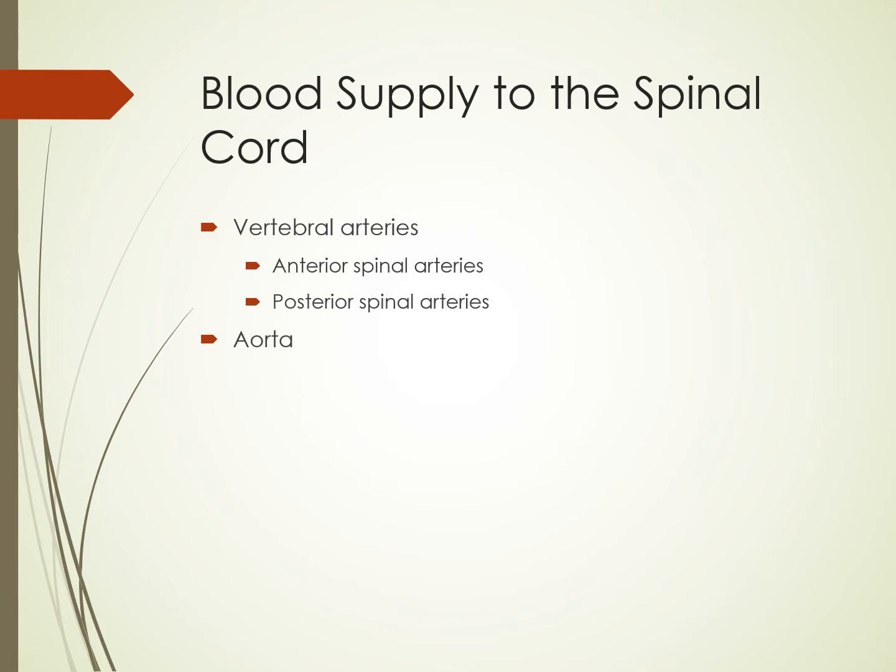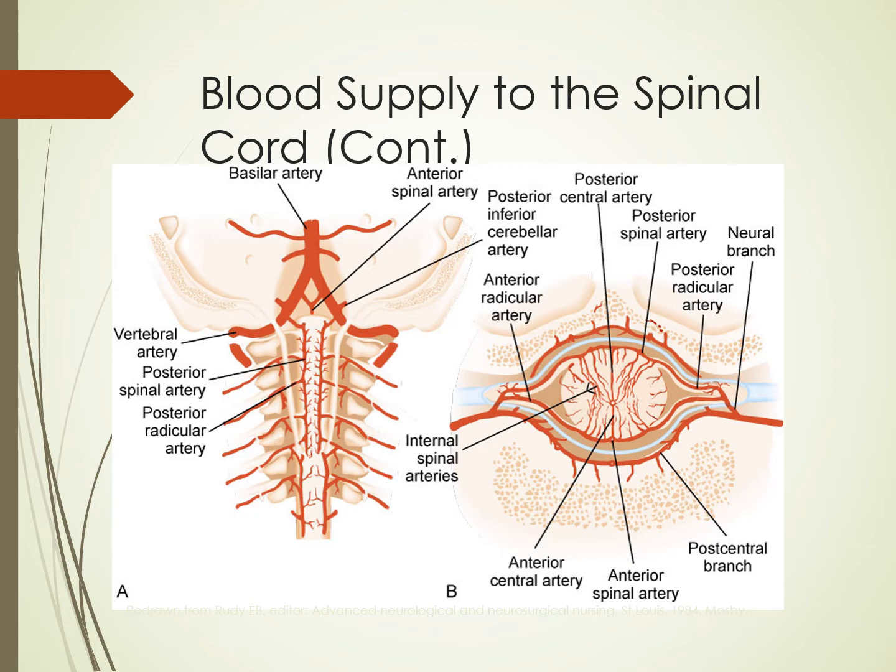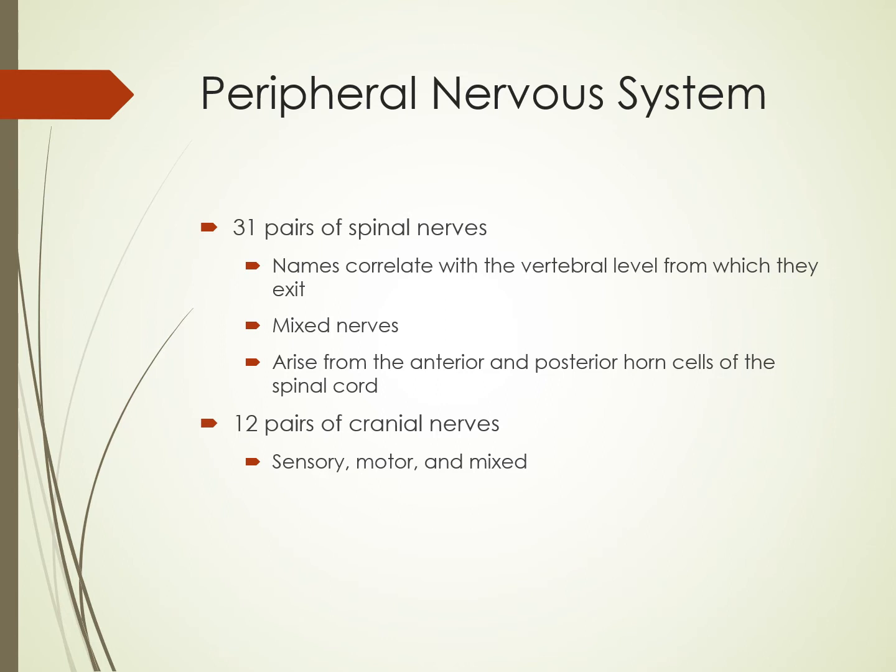The blood supply to the spinal cord comes through the vertebral arteries and the aorta. And this illustrates where that blood supply comes from. The peripheral nervous system consists of 31 pairs of spinal nerves. The names correlate with the vertebral level from which they exit. They're mixed nerves and arise from the anterior and posterior horn cells of the spinal cord. There are 12 pairs of cranial nerves, sensory, motor, and mixed, and part of what you'll do as a nurse practitioner when we're doing examinations of patients is to ensure that the cranial nerves are intact.